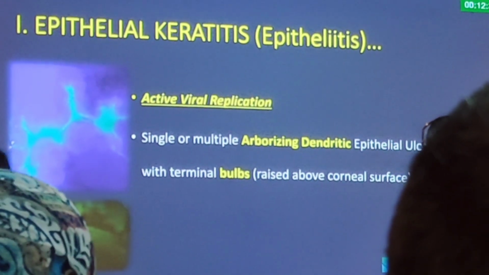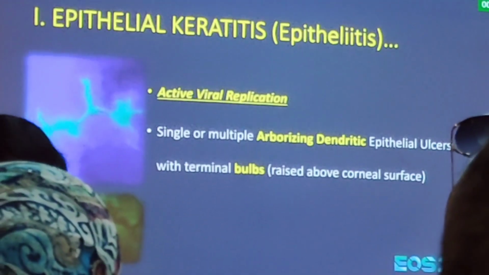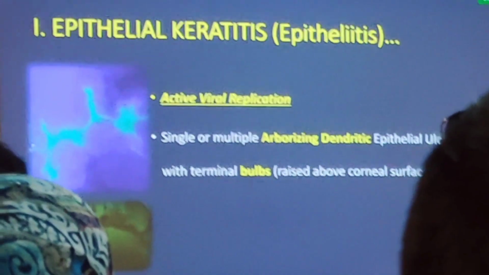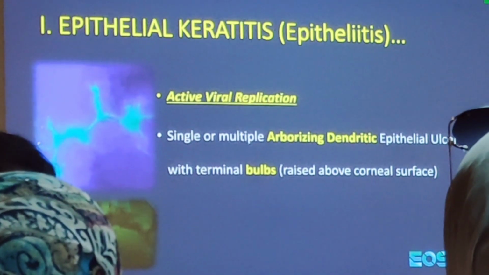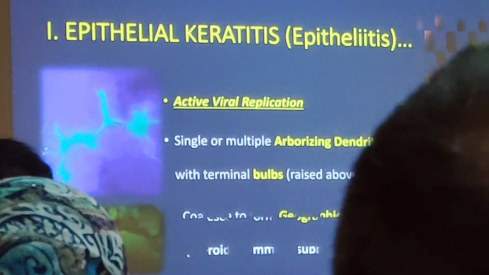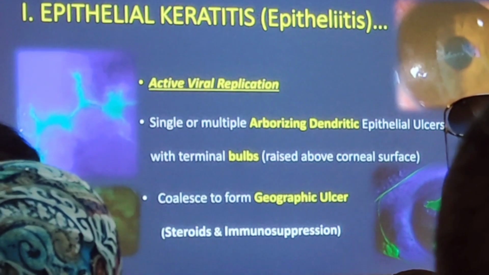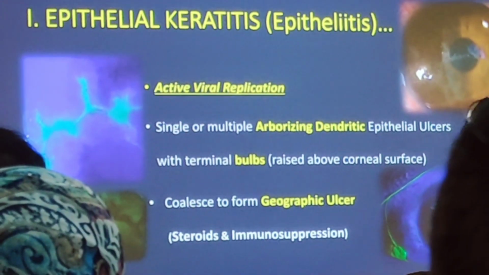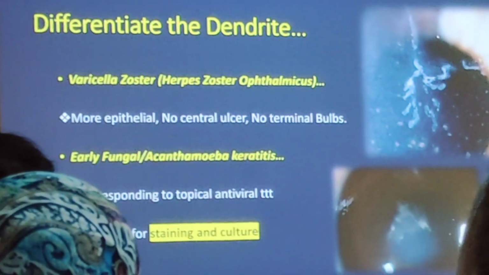The first common presentation of herpetic keratitis is the epithelial disease, epitheliitis. Due to active viral replication, the virus is present in the corneal epithelium, characterized by single or multiple arborizing dendritic epithelial ulcers with terminal bulbs and raised above the corneal surface. These ulcers may coalesce to form a geographic ulcer, especially with the use of topical steroids and also in immunocompromised patients.